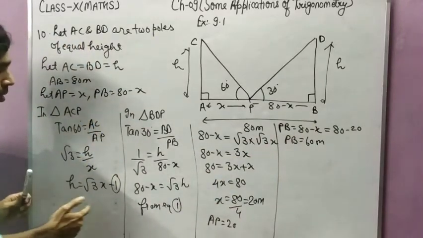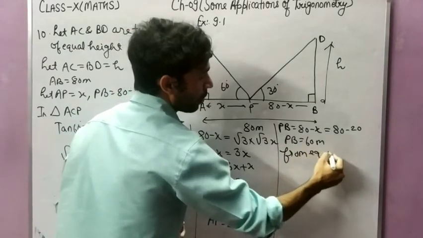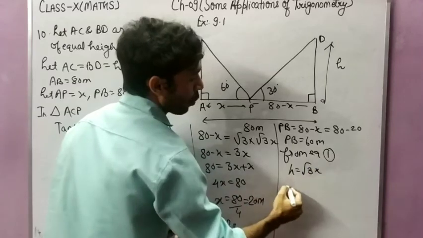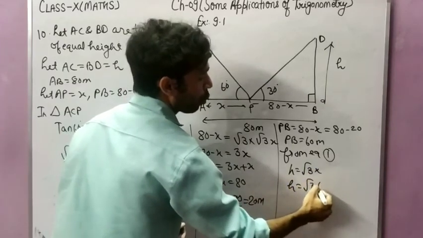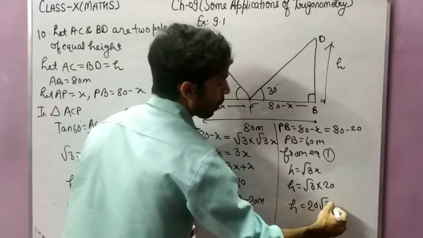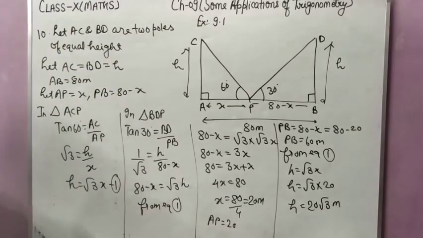And we had to find the height of the pole. So from equation number 1, h is equal to √3x, so h will be equal to √3 into 20, so the value of h will be 20√3 meter. So the height of the pole will be 20√3 meter, okay.